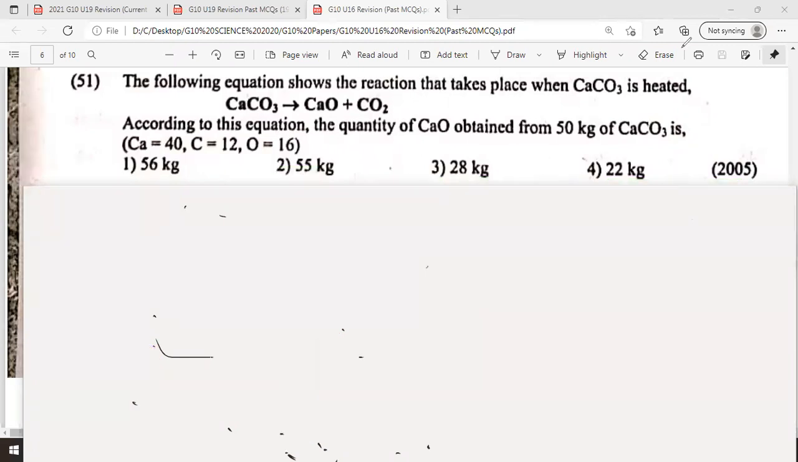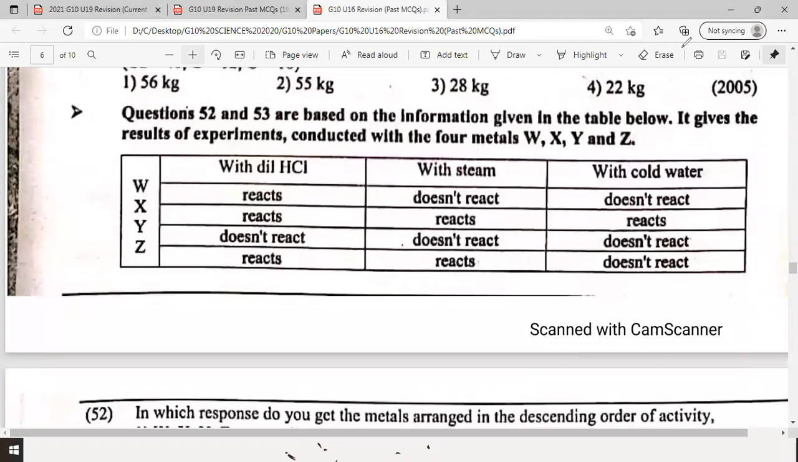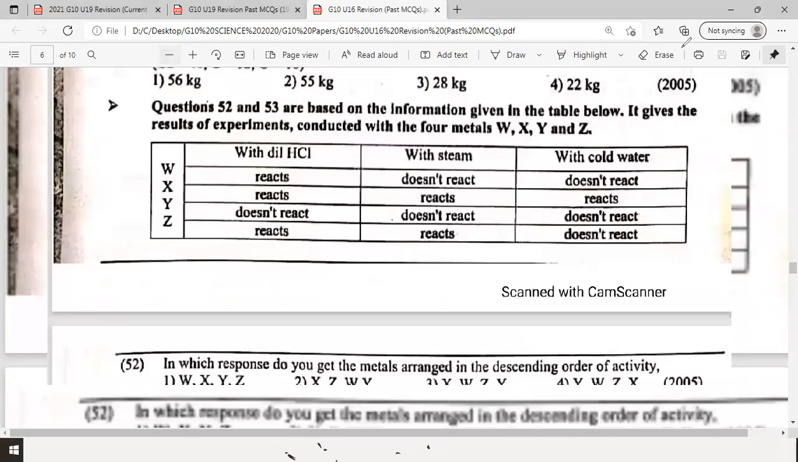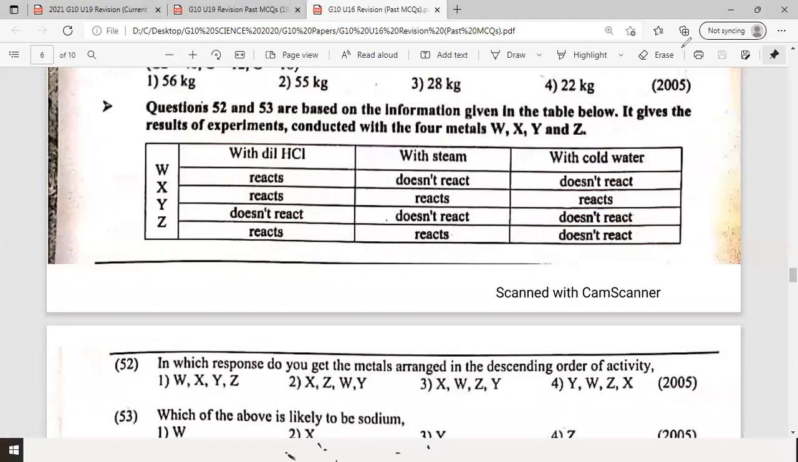Questions 52 and 53. Based on this table, look at the screen. They have given 4 metals, W, X, Y, Z. This is from which lesson? Grade 10 chemistry, unit 16. That's what we are doing.